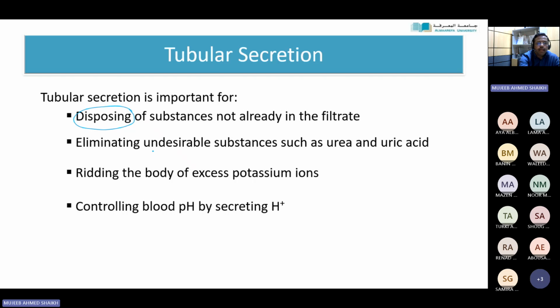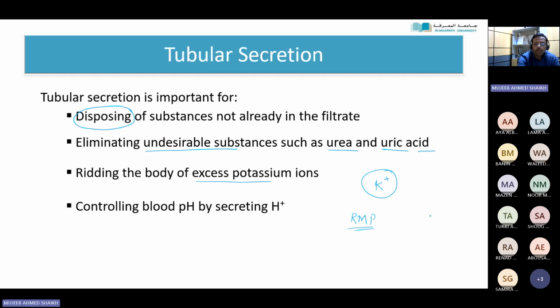Then eliminating the undesirable substances such as urea and uric acid, we don't require them, but still they are circulating in the blood. So we have to remove them by the process called secretion. Then getting rid of substances like excessive potassium ion. Potassium ion is a very, very important element for what? For the membrane potential, for generating or maintaining the resting membrane potential.